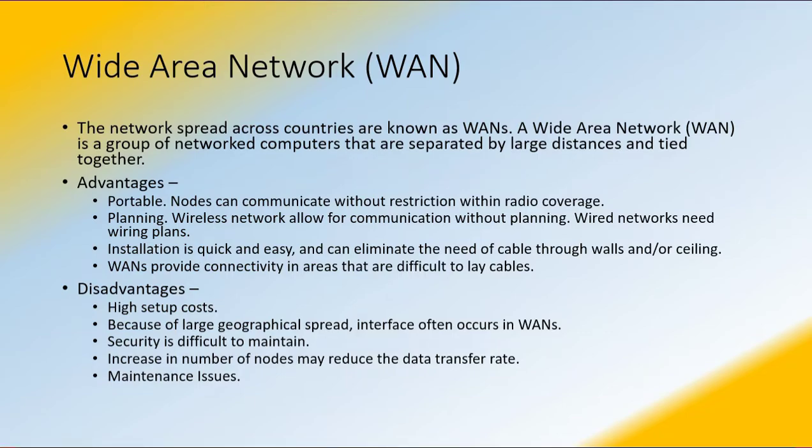See, the best example of the wide area network is the internet. Everybody uses the internet, and everybody has created or is a part of the wide area network or the WAN. So you all know how easy it is to install and how quick it is. Also, it provides connectivity in areas that are difficult to lay cables. It means it's not necessary that we always have to connect using cables only. We can go for wireless connectivity also.